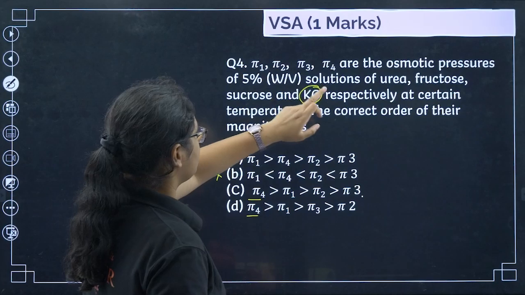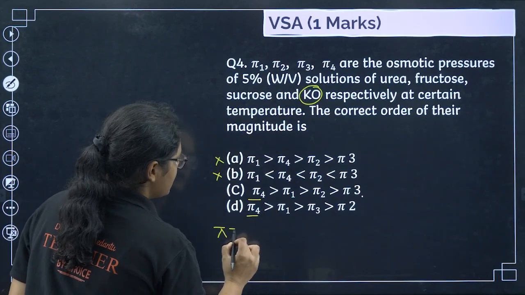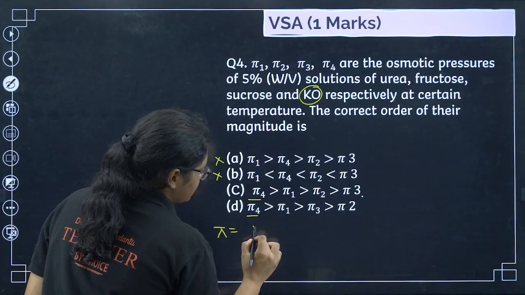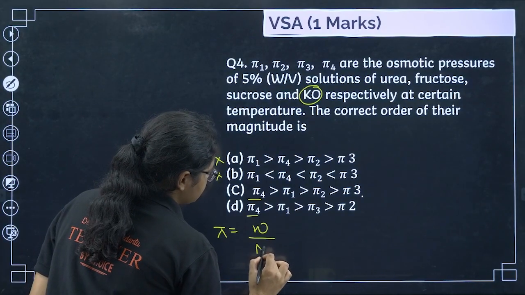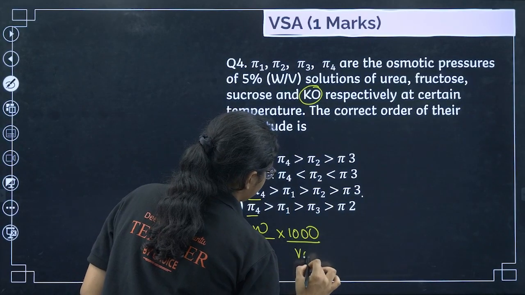Next, if you see for urea, fructose and sucrose, what is the formula of pi? Number of moles, or I can write given mass by molar mass into 1000 by volume.